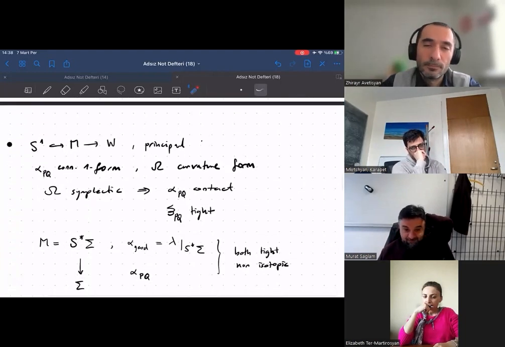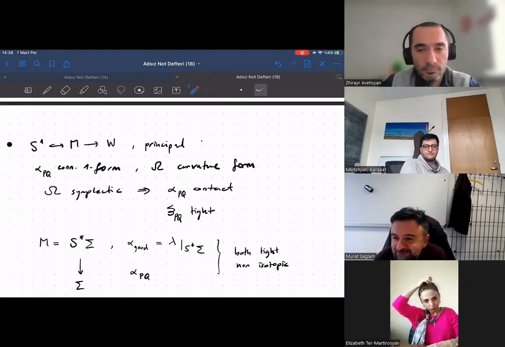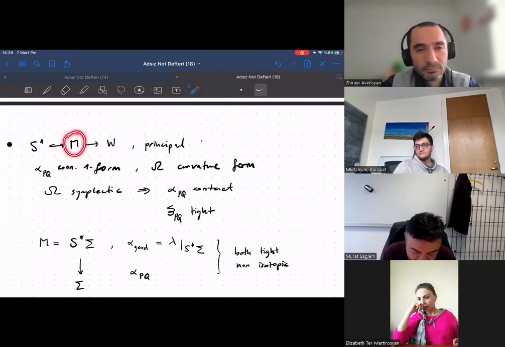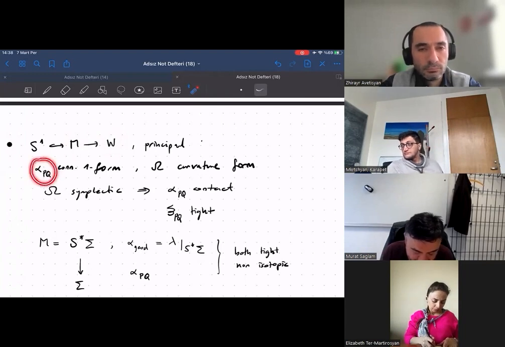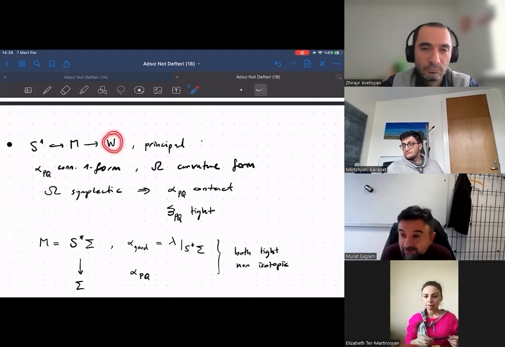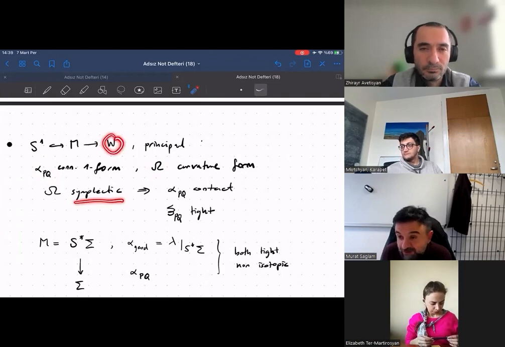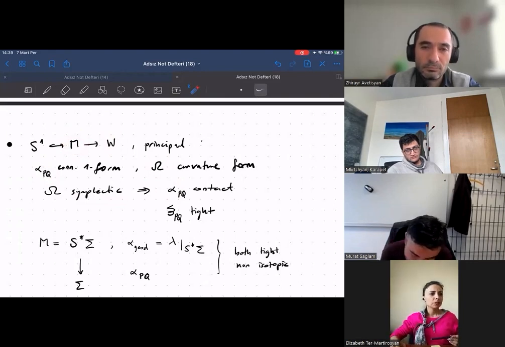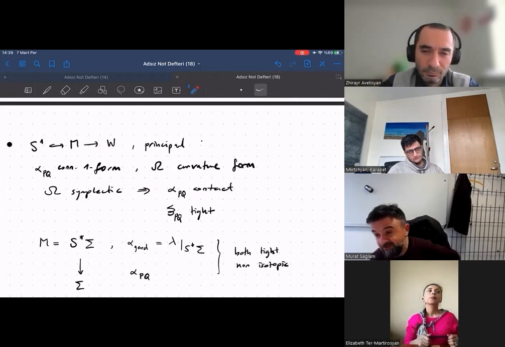Another example, which, because of the names of the objects and so on, might be familiar or interesting, is kind of a generalization of the previous example in a way. So let's say I have a principal circle bundle, and this is my base space. Now on this principal circle bundle, let's say I come up with a connection one-form. This connection one-form provides me a curvature form, which is a 2-form on the base manifold. If this curvature 2-form is actually a symplectic form, then the connection 1-form is actually a contact form. In this situation, we call this object a pre-quantization, and that's why I put this alpha PQ, the pre-quantization contact form. And one can see that this contact structure is also tight.